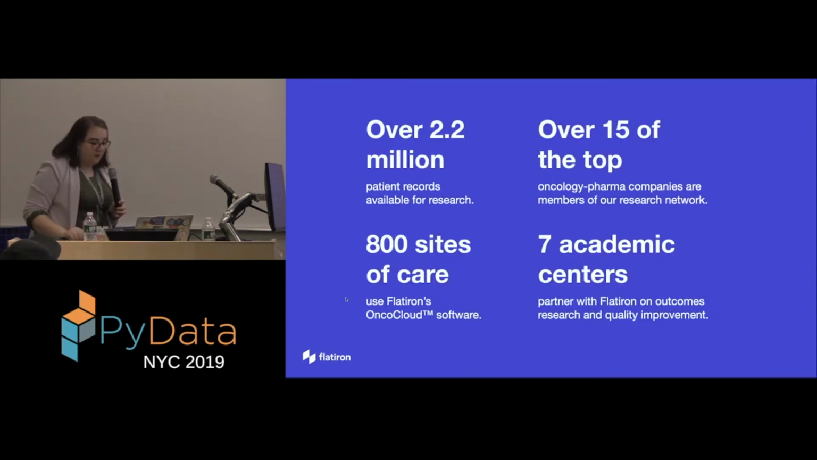And so a little bit about where the data is coming to us from. Our data points come to us from a wide array of sources, including the more than 800 unique sites of care that use our electronic health record technology, as well as several academic medical centers, which each use their own electronic health record software, and they partner with us on converting that data into outcomes research.